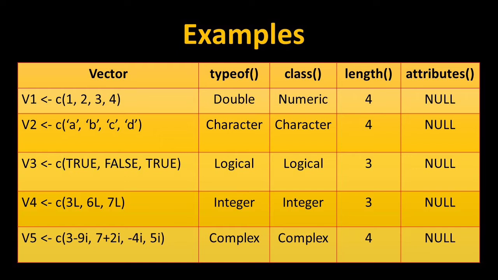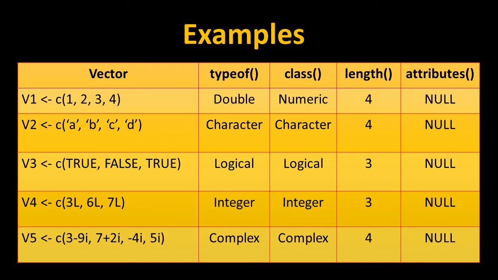The attributes function will return NULL as there is no metadata available in the vector. Now if we create a second vector v2 with 4 elements a, b, c, d, the typeof v2 would be character. Class of v2 would be character. Length will return 4 as 4 elements are there, and attributes will return NULL as there is no metadata in v2. Further, the third vector we have created with logical elements. So the typeof v3 would be logical. Class of v3 would be logical. Length will return 3 as 3 elements are there, and attributes will return NULL as no metadata is inside v3.